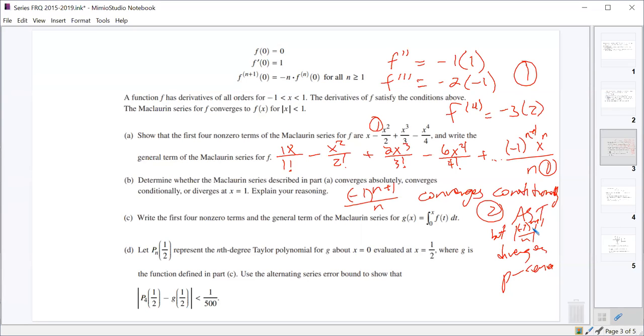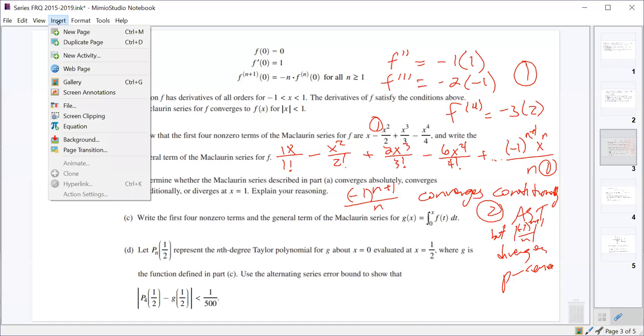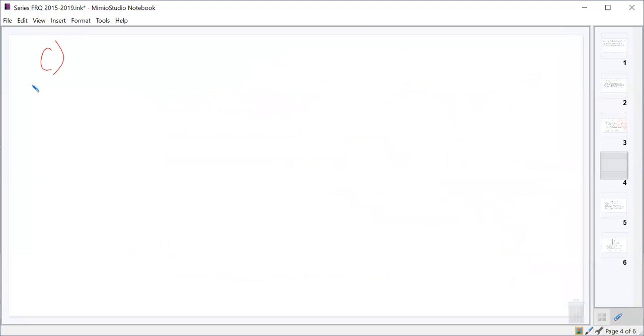Part C, we're going to write the, what? Did somebody say something? I thought somebody said something in the Zoom. No? It was sorcery. All right.